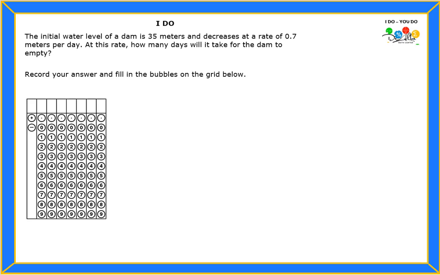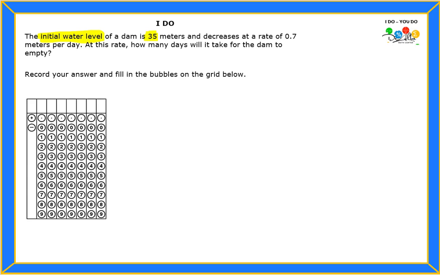So what does the 35 represent? Remember, we want to make sure that we understand each number before we actually do any operations, right? So 35, it's the what? The initial water level. Very good. Now, that's going to help us a lot when it comes to drawing a picture of the problem, right? Okay. What else do I know?